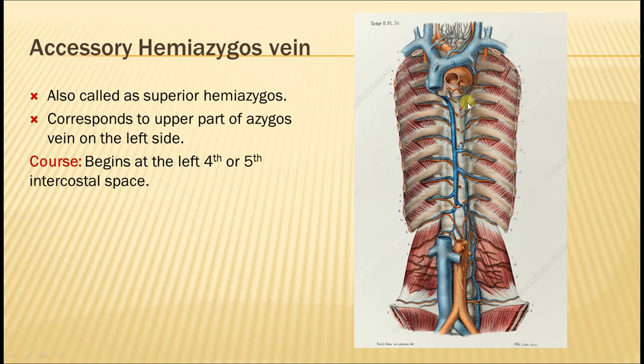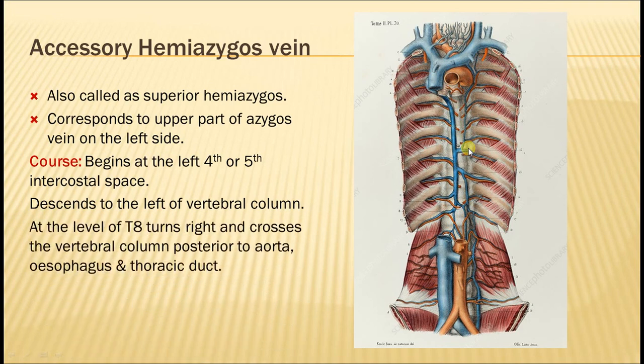At the level of the 4th or 5th it originates and descends along the left side of the vertebral column. It descends, not ascends, and then again it turns towards the right at the level of T8 to terminate into the azygos vein. It passes posterior to the esophagus, thoracic duct, and descending thoracic aorta. And what is present posterior to it are the posterior intercostal vessels and the sides of the bodies of the vertebrae.